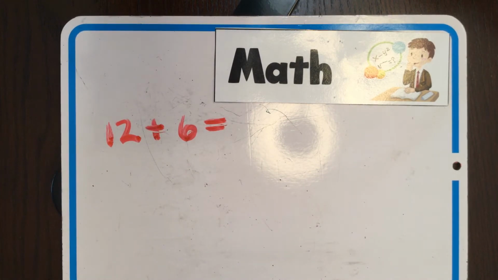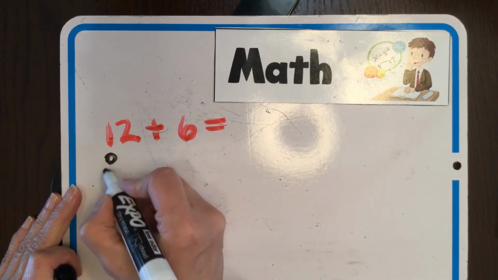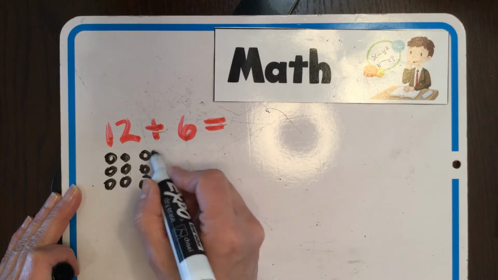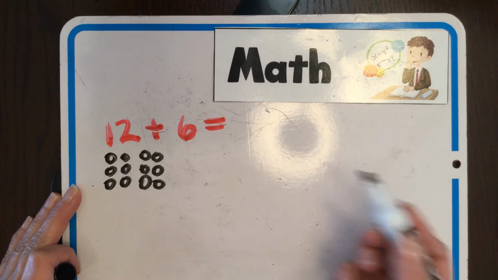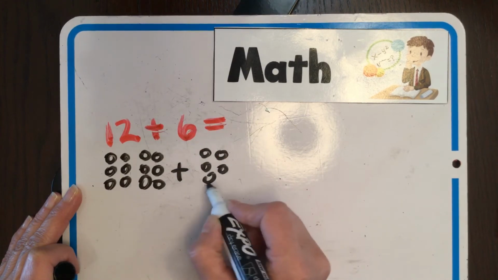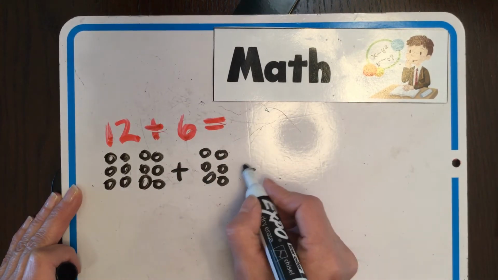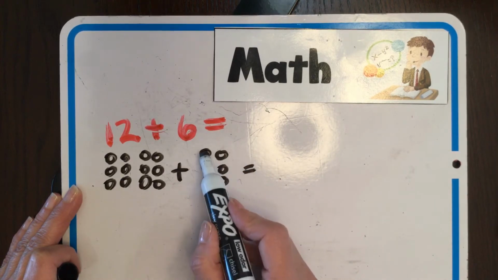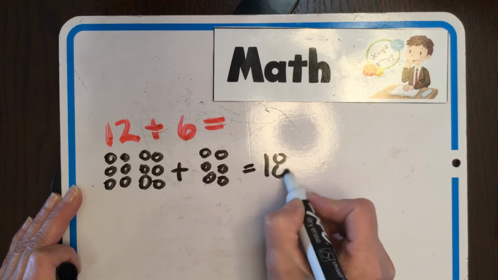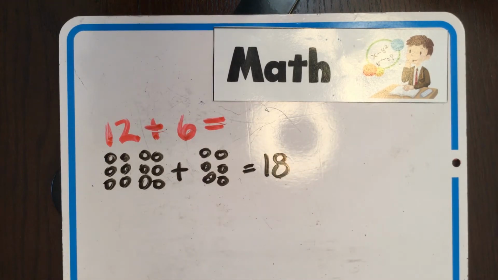If I want, I can draw a picture to help me solve it. First, I'll draw my 12 crayons. I know 12 is 6 and 6, so I can quickly draw my design. And I can add 6 more. I can use counting on to solve that. After 12, I have 13, 14, 15, 16, 17, 18, and that means all together we had 18 crayons.